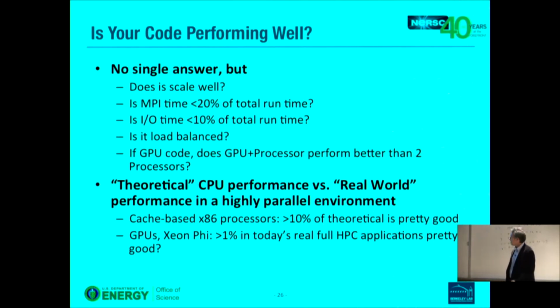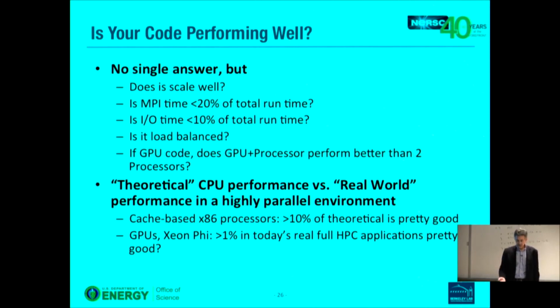So there's no single answer. I think David pointed this out pretty well, but it's worth reiterating, you can say, does it scale well? Is the MPI time too high? Well, what's too high? 20% of time communicating and not calculating is pretty high. You may not want that. How about I/O? We have to do lots of I/O. Everybody knows about big data these days. How much time do I want to spend doing I/O? Is 10% too high, too low?